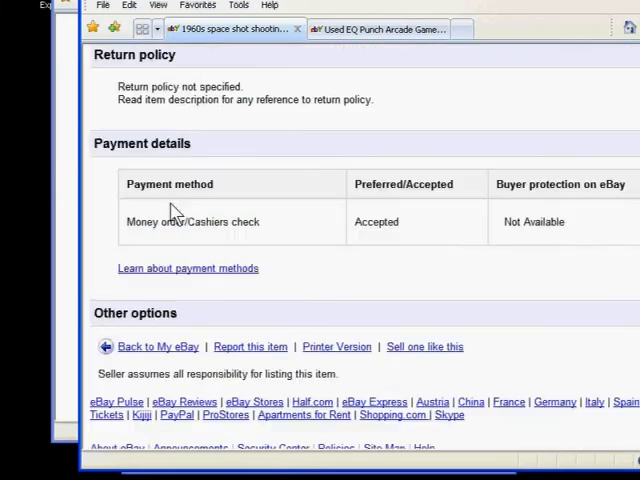As I scroll down, the only payment accepted is money order or cashier's check. This person does not accept PayPal. That's another warning sign, and another reason that I would not do business with this person. If I sent this person a money order or cashier's check and they decided not to ship the item, I would not have any simple recourse to recover my money. Since they do not accept PayPal, that is another warning sign.